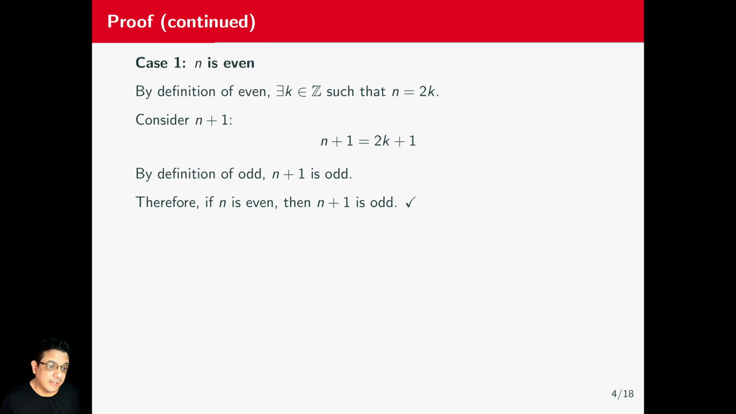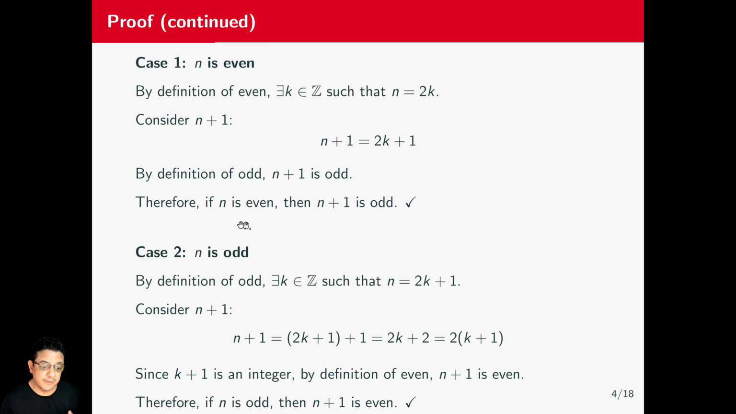Now we need to cover the second case, which is the case where n is odd. If n is odd, then there is a k such that n can be represented as 2k plus 1. Then, if you consider n plus 1, we have 2k plus 1 plus 1, so we have 2k plus 2, which we can factor the 2 out of, and see that as 2 times (k plus 1). Since k plus 1 is an integer, by definition of even, n plus 1 is even.